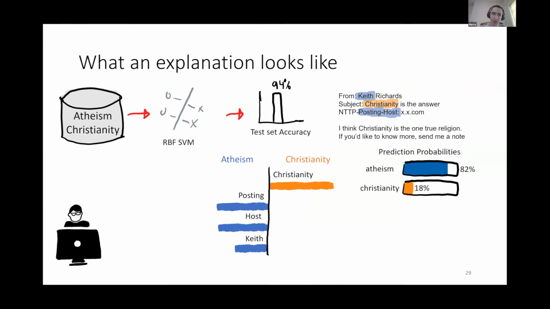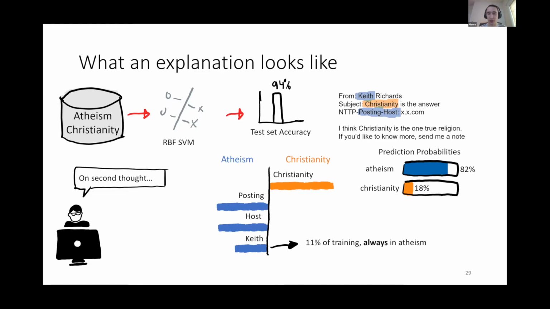And if you look at this explanation, it becomes clear, hey, something fishy is going on here because Keith, posting, and host have nothing to do either with Christianity or atheism. So if the model thinks that they're important, something is off. And if you dig a little deeper, you figure out that this data set has shortcuts. So Keith in this particular data set appears in 11% of the training data and validation data and test data, always in the class atheism. Obviously, this is not going to generalize, but it helps you inflate accuracy for this particular data set.